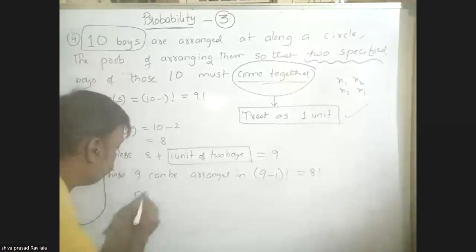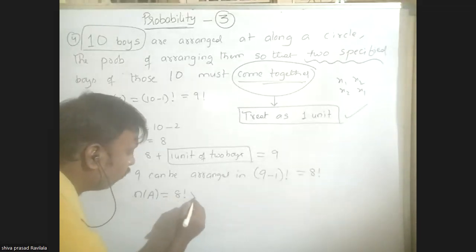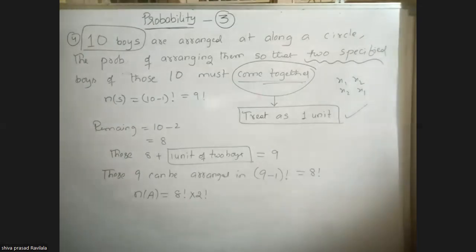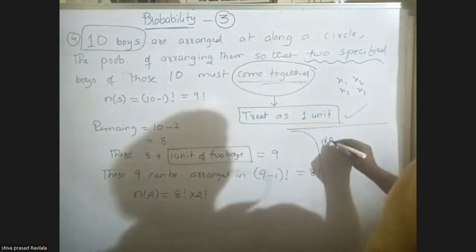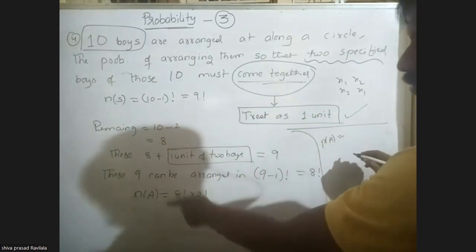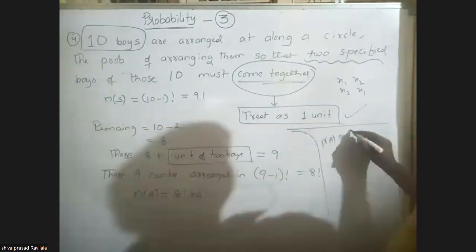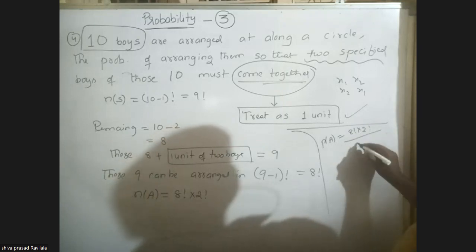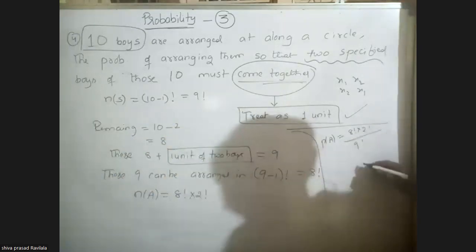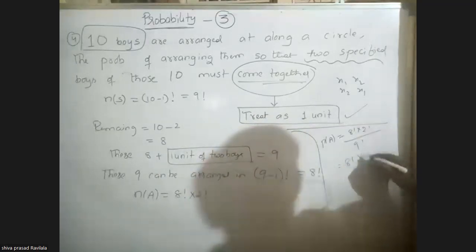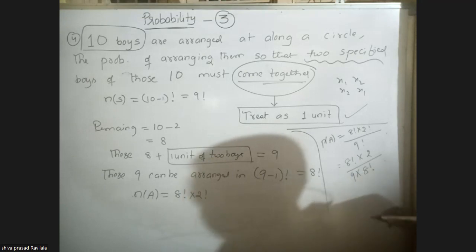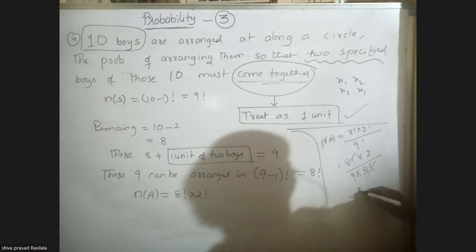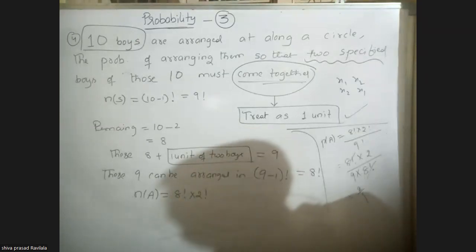Therefore, n of A is equal to 8 factorial into 2 factorial. Finally, P of A is equal to n of A by n of S, that is 8 factorial into 2 factorial by 9 factorial. 9 into 8 factorial, this 8 factorial cancels. Your answer is 2 by 9.